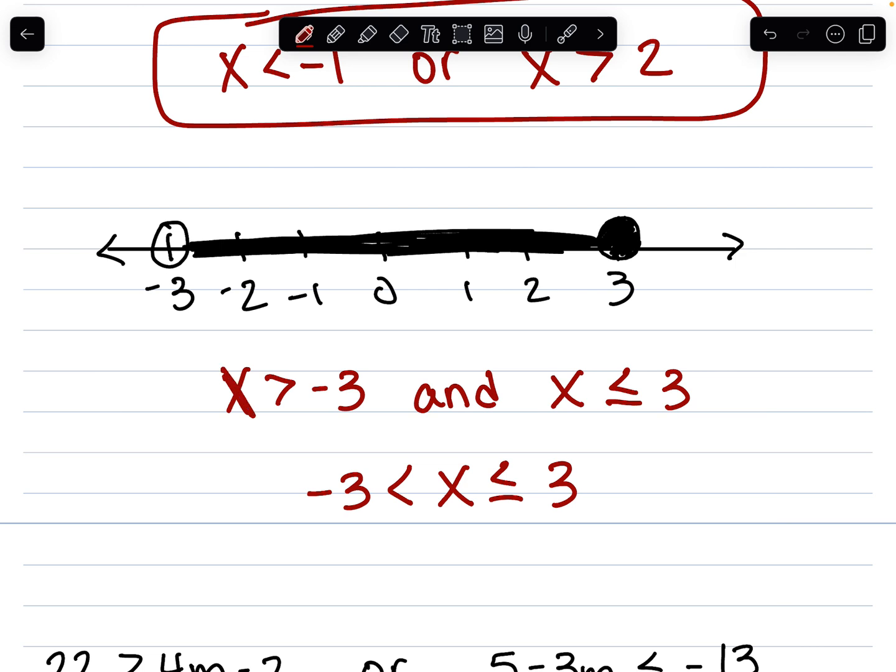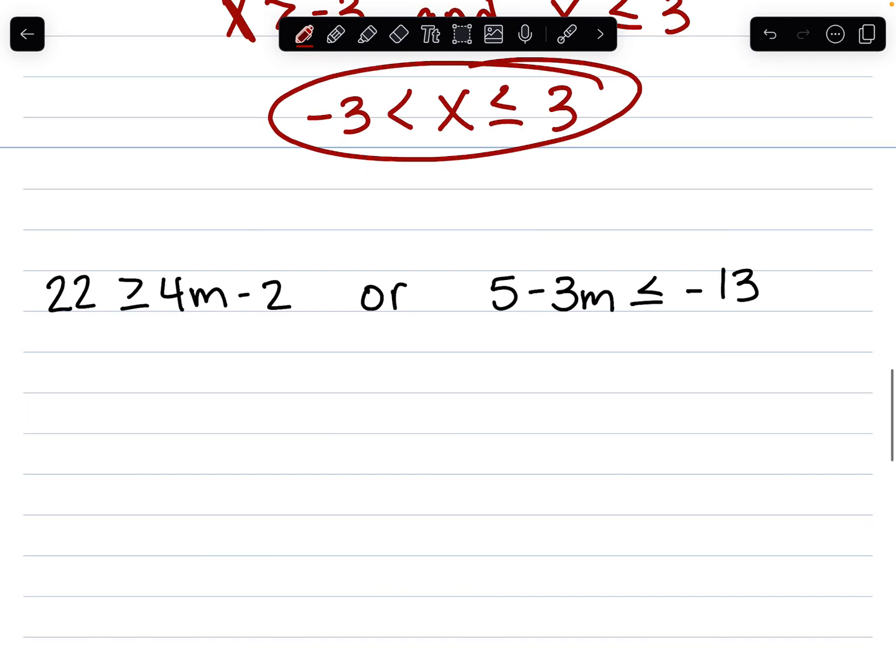Because I wrote X is greater than negative 3, so if I put X on this side, the greater than has to still be pointing towards X. Okay? Yes? All right. A couple more. We're getting close to being done.